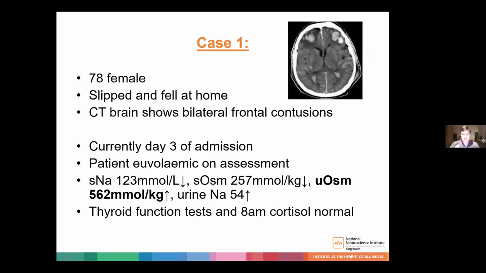However, her serum sodium is low at 123, her serum osmolality is low at 257, her urine osmolality is high at 562, and her urine sodium is also high. Her thyroid function test and 8 AM cortisol are both normal because we're trying to exclude hypocortisolism and hypothyroidism.